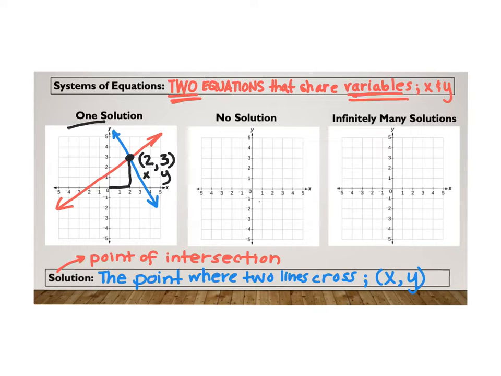Okay, let's talk about this type. What if it has no solutions? Well, a solution means they have to cross. So if it's no solutions, that means that they don't cross at all. For instance, let me draw this one and then I'll show you what I'm talking about. Something like these two lines. These are what you call parallel lines. They'll never cross. So you have no solution. There is no point where they ever intersect.